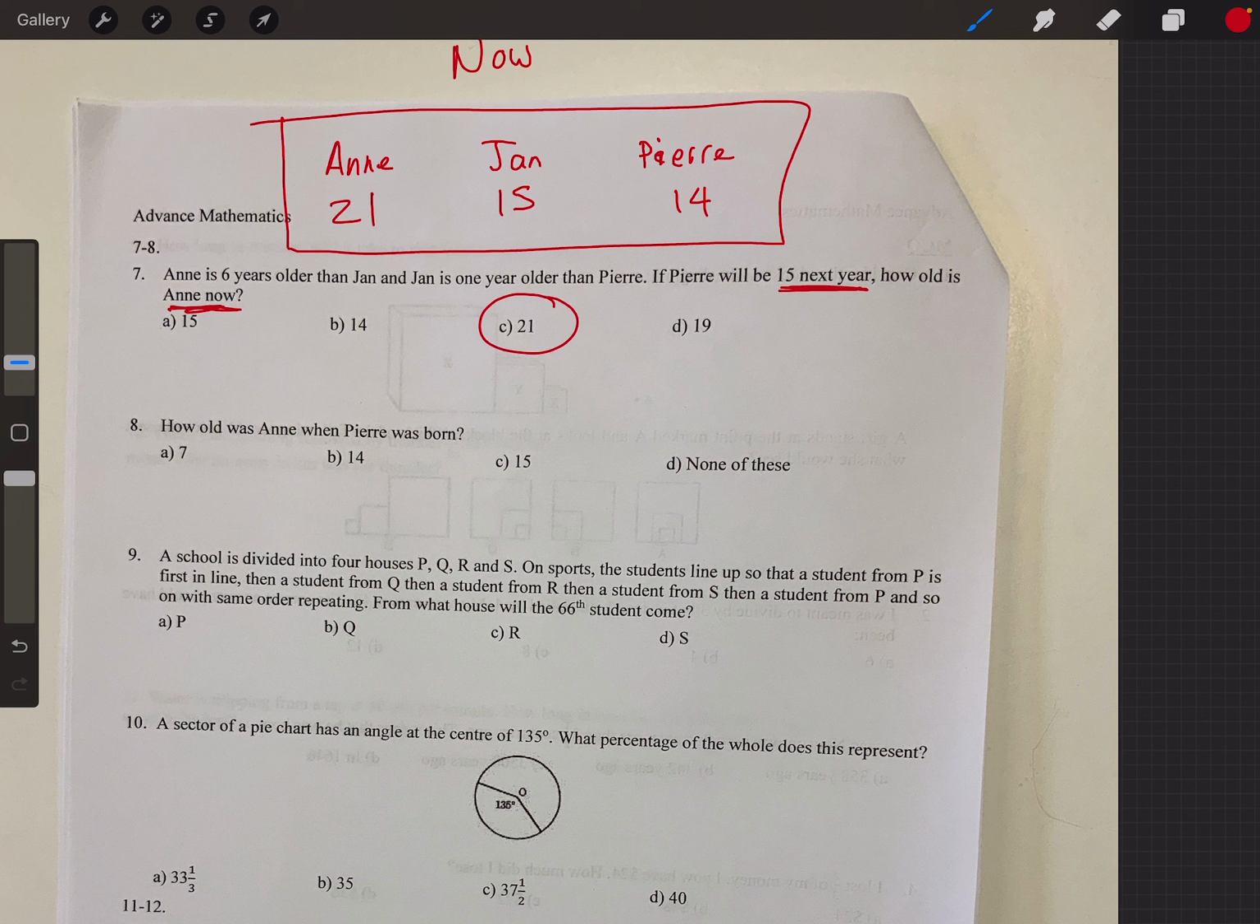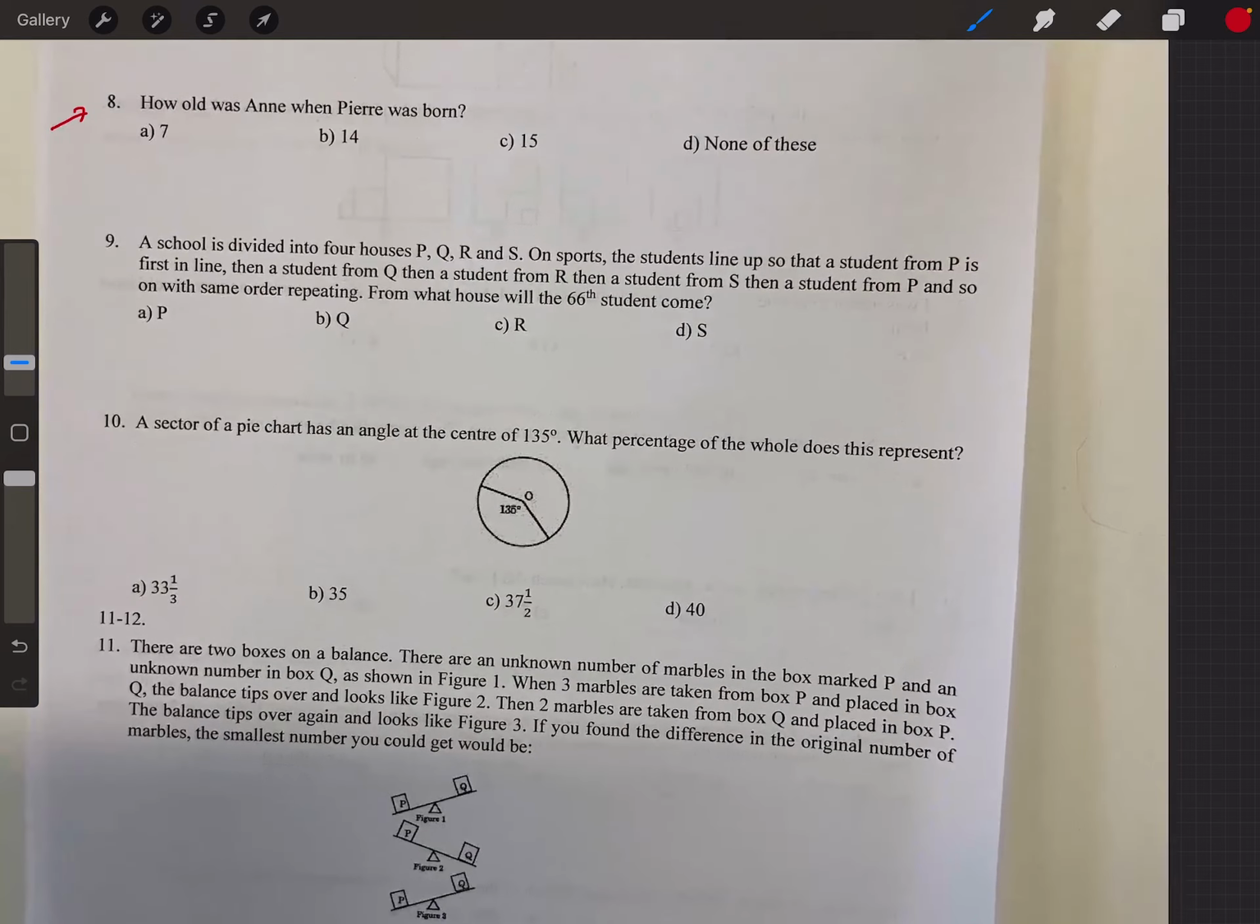How old was Anne when Pierre was born? So question 8. When Pierre was born, that's 14 years ago. So subtract 14, and if you subtract 14, you get how old Anne was when Pierre was born, and you work it out.